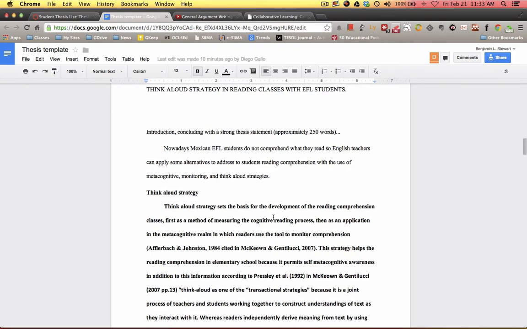Okay. Yeah. So when you organize each of these three sections, metacognitive, monitoring, and think aloud, take each of those sections and ask yourself, how am I going to form an argument? What are the main ideas or the topic sentences that will build an argument to support that idea?